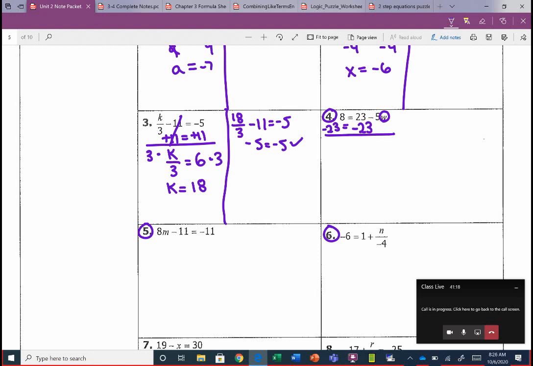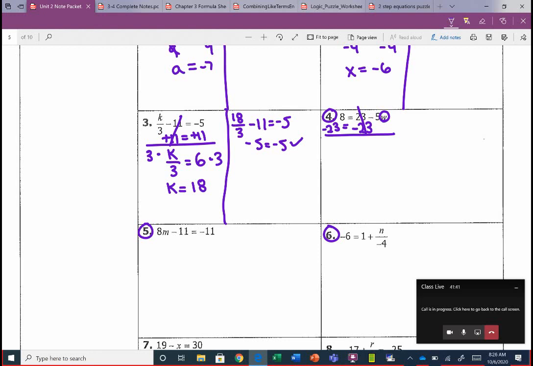Check your number 4. Your first step in number 4 should be to subtract 23, because remember, we need to make that 0. Positive 23 minus 23, that's going to make the 0 I need. So be careful in number 4. We need to subtract the 23.